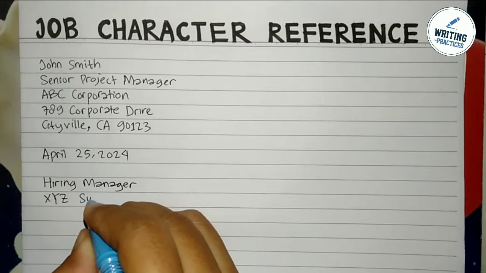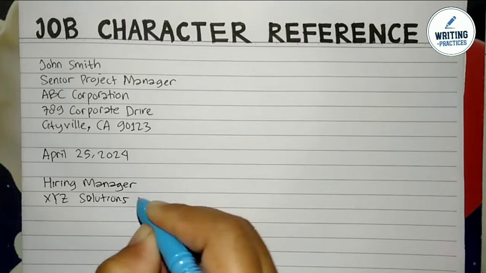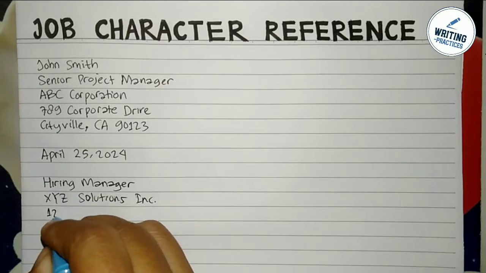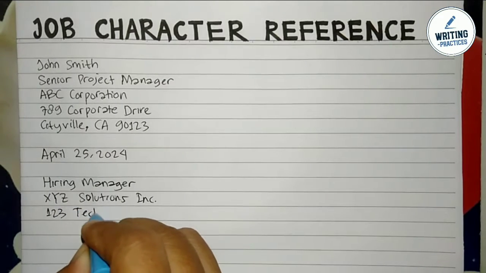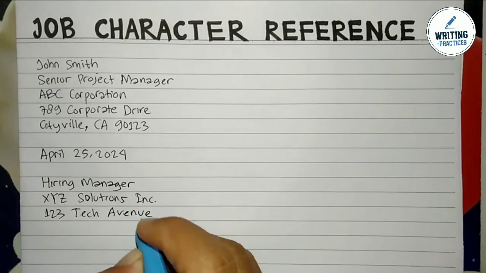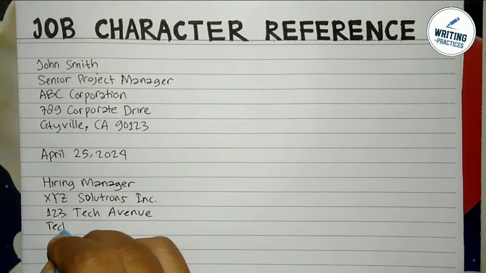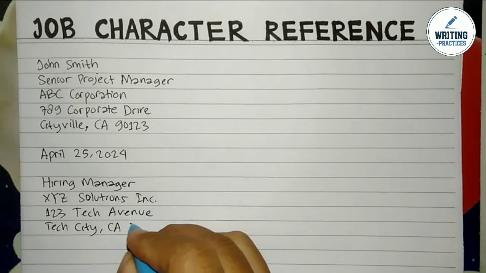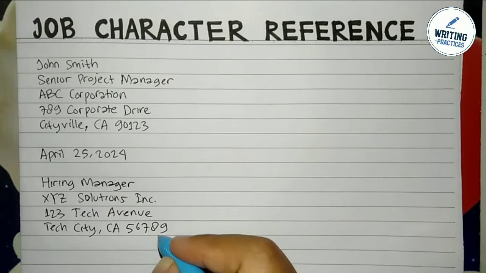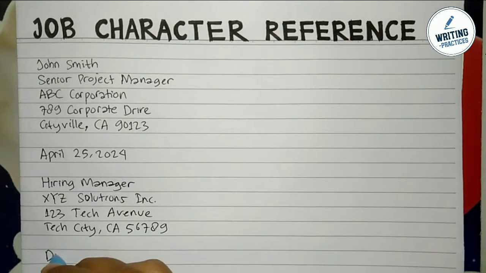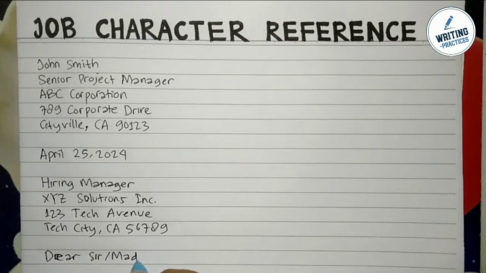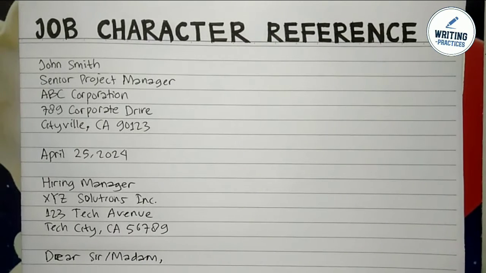For the next, you need to write down the information about the recipient. You need to write their full name. But, if you have no idea, you can simply write, hiring manager. Under it, write the company name of the recipient. In this case it is XYZ Solutions Incorporated. And write the address of the recipient. And again, don't forget to mention the number, street name, city, state, and zip code. Once you have completed this information, you may open the letter with a salutation. You may write, "To whom it may concern," or "Dear Sir or Madam," if you don't know their name.